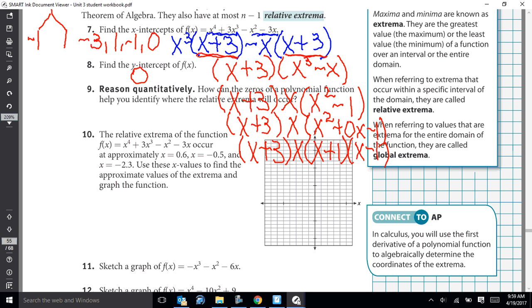All right, so number 10, the relative extrema for our function f of x equals x to the 4th plus 3x cubed minus x squared minus 3x occurs at approximately x equals 0.6, x equals -0.5, and x equals -2.3. Use these x values to find the approximate values of the extrema and graph the function.